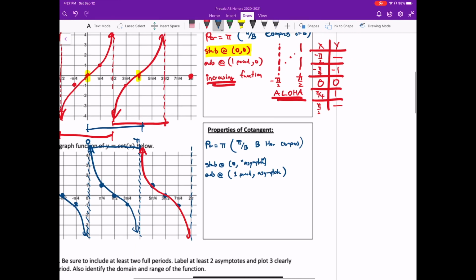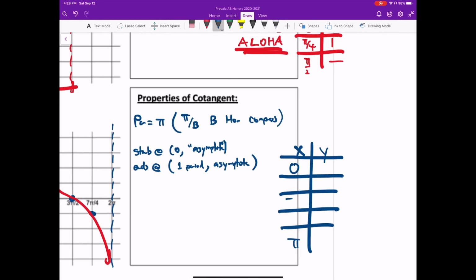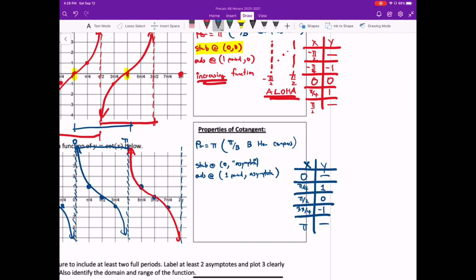Now, if you want to produce a table of values, like tangent, you could choose to start at negative pi over 2. I think people prefer to start this one at 0. So you go from 0 all the way to pi over 2, with pi over 4 here, 3 pi over 4 here, and then we get asymptote, high, 0, low, asymptote. That's something you want to remember.